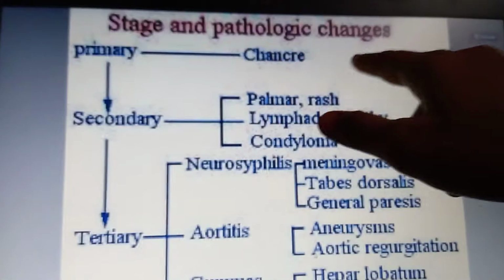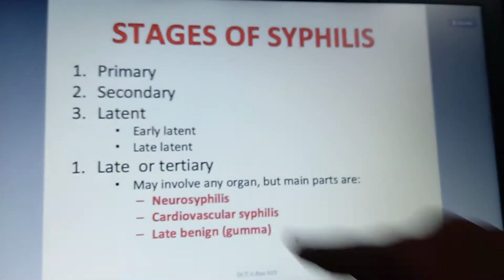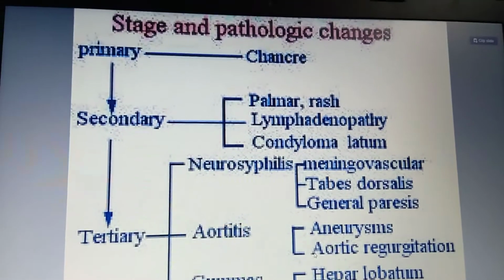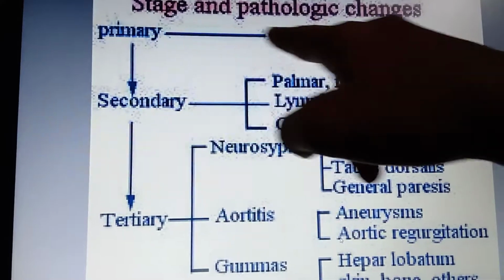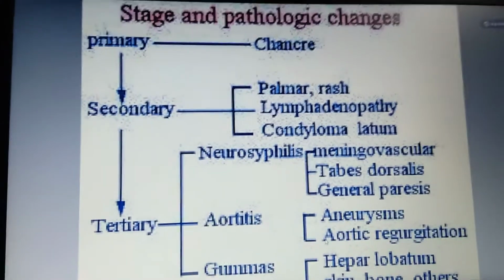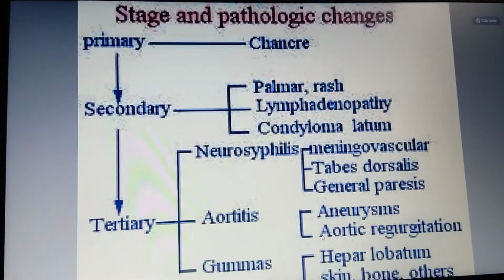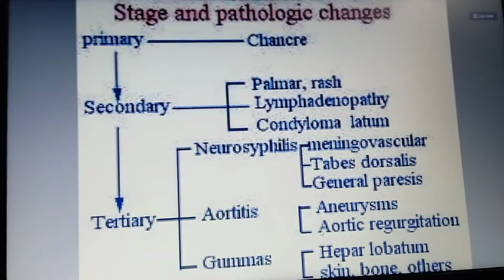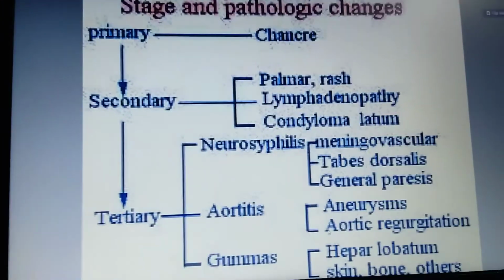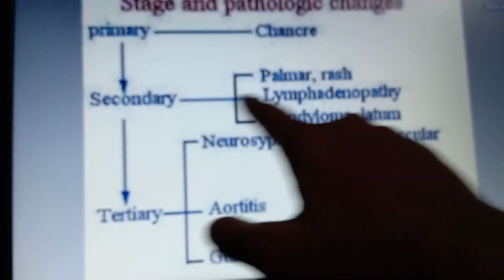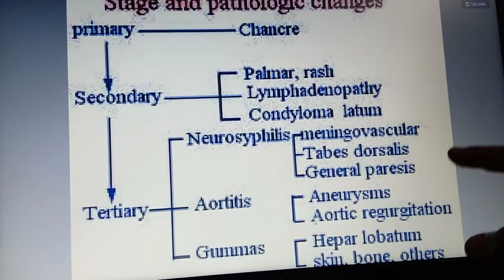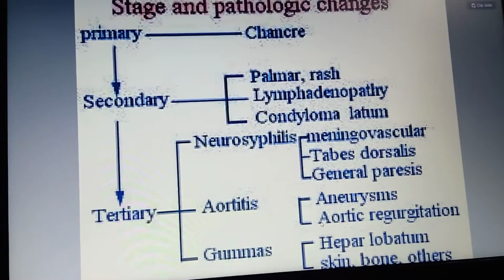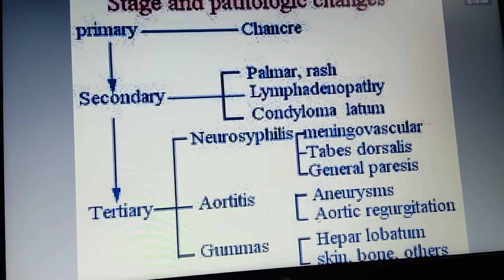Stages and pathogenic changes in the late or tertiary stage. These are also called signs and symptoms that we can see. In the primary stage you see the chancre. Chancre means an ulcer over the genitalia, so that is called the primary pathogenic change. In the secondary stage you see a palmar rash, meaning over the palm area, and lymphadenopathy, meaning enlargement of the lymph nodes, and also condyloma latum.